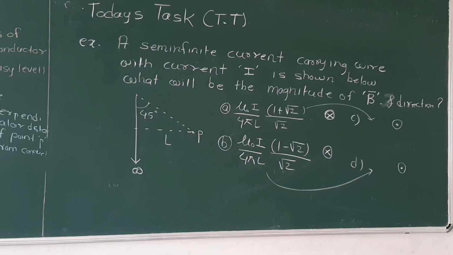So you have 4 options, A, B, C, D. C and D will have the same magnitude as A and B, but the direction will be changed. You can see the direction also given by cross and dot. For the first option, cross means inside. For the second option, inside, and C and D outside. So this is your today's task. You have to solve it and give the answer only in the comment box. Just give the answer in the YouTube comment box.